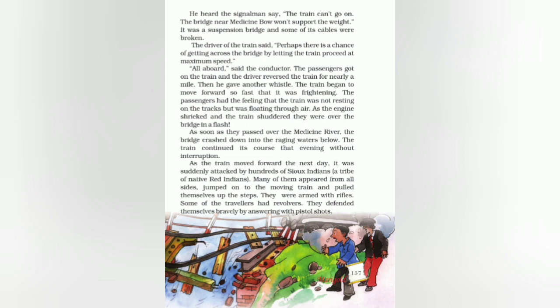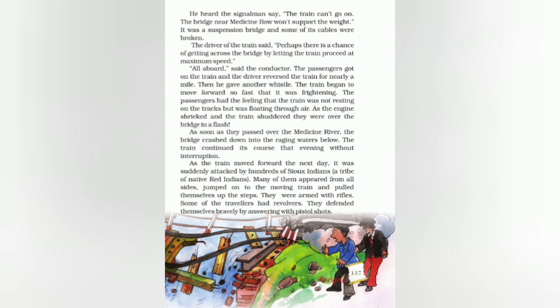And so the driver of the train gave an idea. What was the idea, children? It was to move the train at the maximum speed. And therefore the bridge could be crossed only if the train proceeded at its maximum speed, that is the highest speed. Therefore the conductor asked everybody to sit on the train again, that is to board the train.